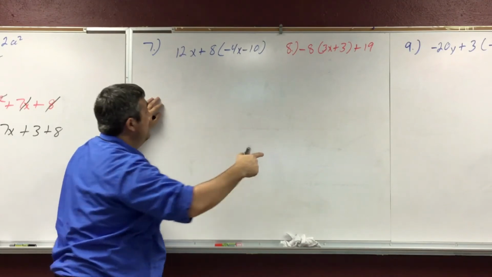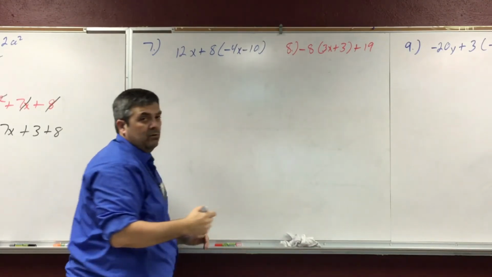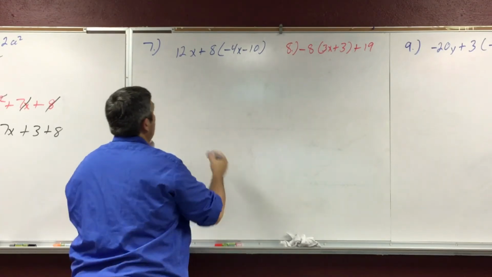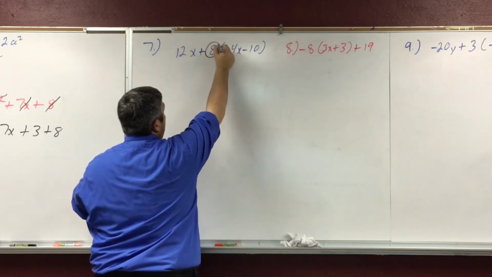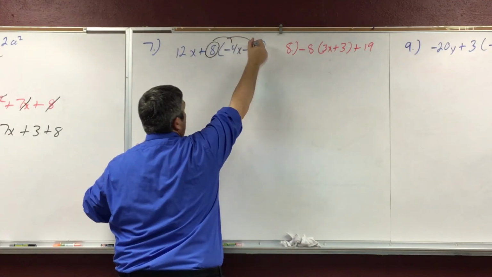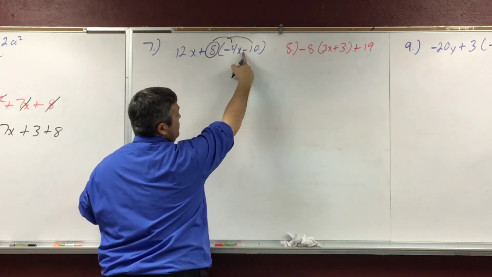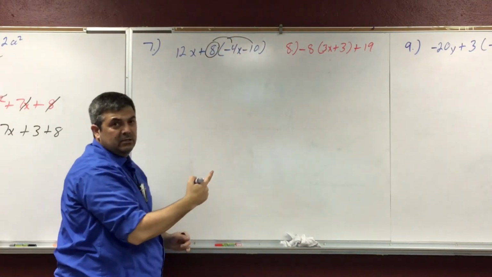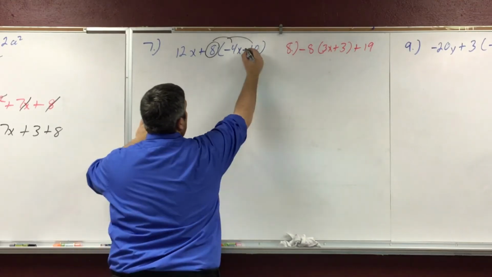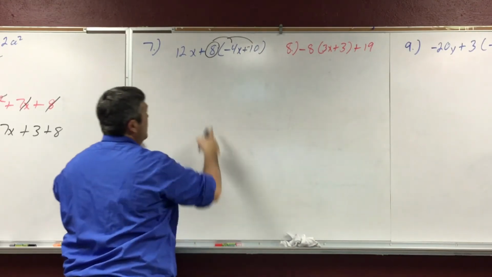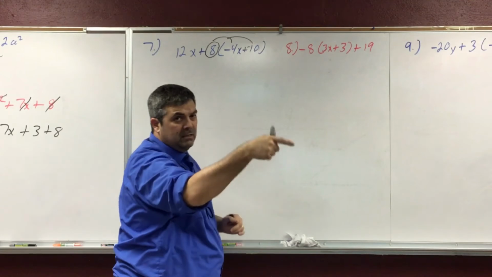That lets me get around not being able to combine these first. Okay, so that's what I'm gonna do. I'm gonna take this 8 and distribute it through. First thing I'd probably do is change that from subtraction to addition, so I'm gonna do that, click, click, click, click. All right, so now I'm gonna multiply 8 times each term inside of there.